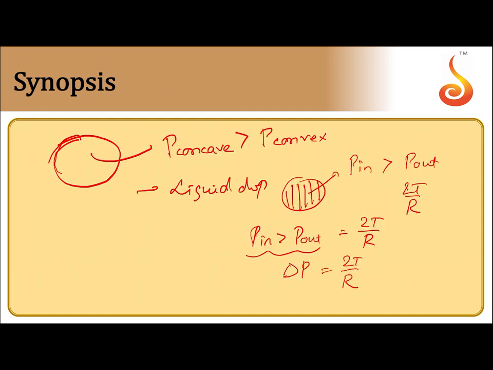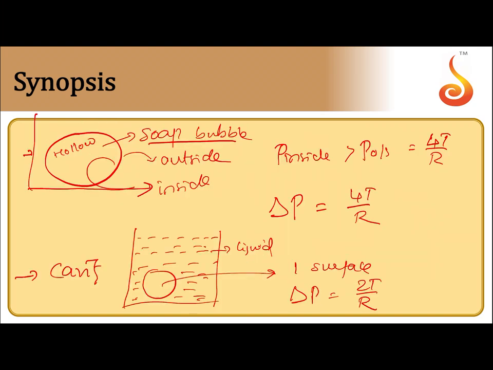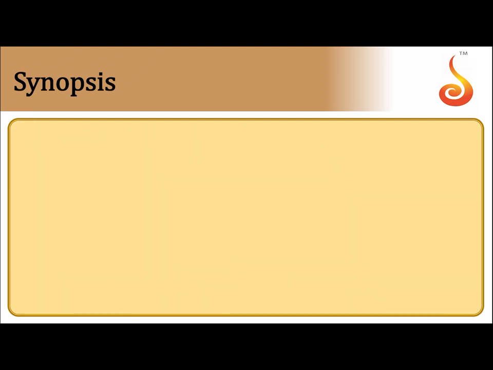Thus, for a liquid drop, it is 2T by R. For a soap bubble, it is 4T by R, and for a cavity or air bubble in a liquid, it is 2T by R. What do you observe? You observe that if there is one surface, then the excess pressure is 2T by R. If there are two surfaces, then it becomes 4T divided by R. So remember this important concept, a very useful idea for numerical problems.